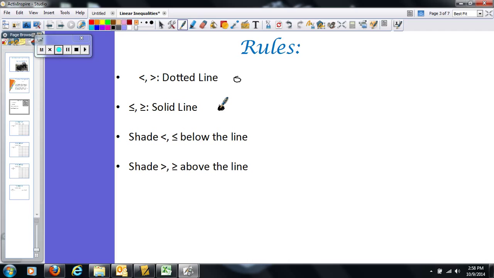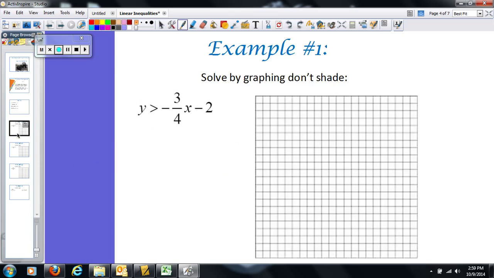Okay, the other thing you need to know is that we're going to be shading, and when we shade, if it's less than or equal to, we're going to shade below the line. And if it's greater than or equal to, we're going to shade above the line. Okay? And I'll kind of show you how to do that as we're moving through this. So, alright, let's go ahead and look at example number 1. Now for example number 1, I don't want you to shade anything. All I'm looking for you to do is just to graph it.